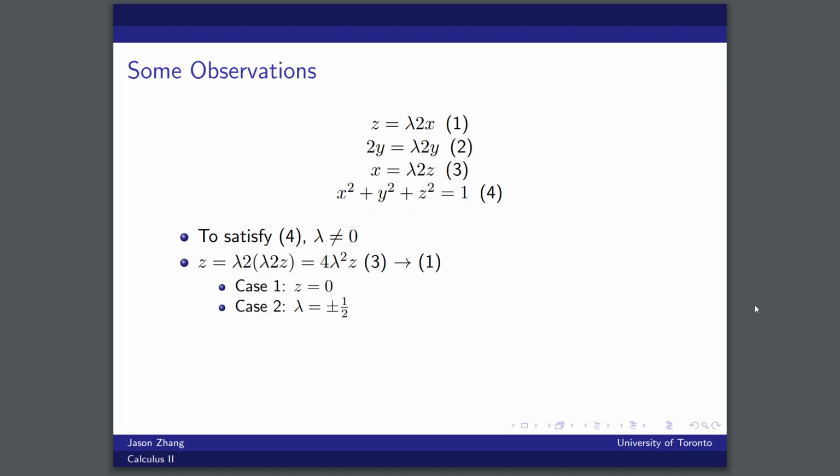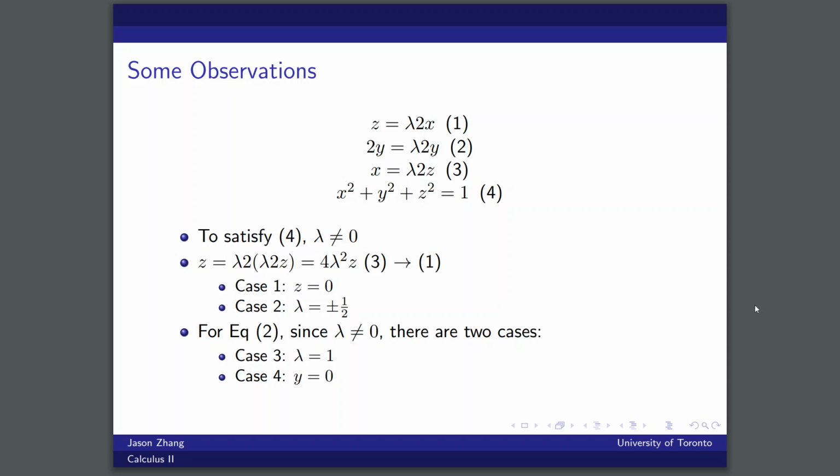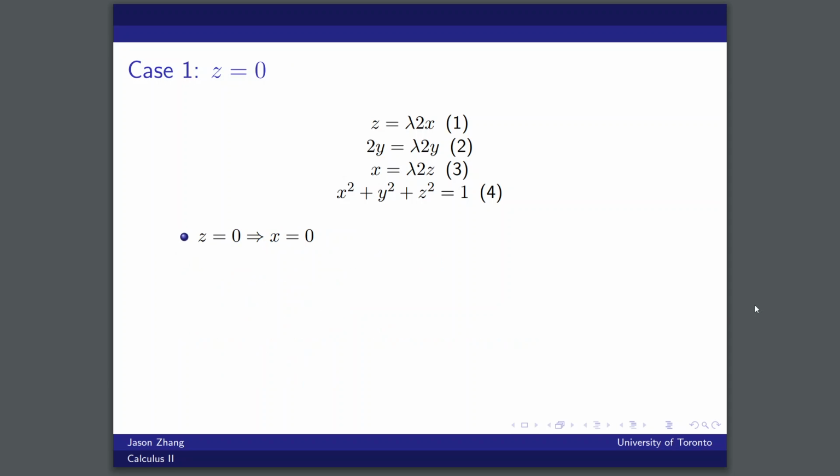So there are a couple cases to consider here. The first case we can consider is z is equal to 0, and the second case is lambda is equal to plus or minus 1/2. For equation 2, since lambda is not equal to 0, there are 2 cases to consider. So case 3 would be lambda is equal to 1. That would just give us 2y is equal to 2y. And then case 4 would be that y is equal to 0. So we have 4 cases to consider.